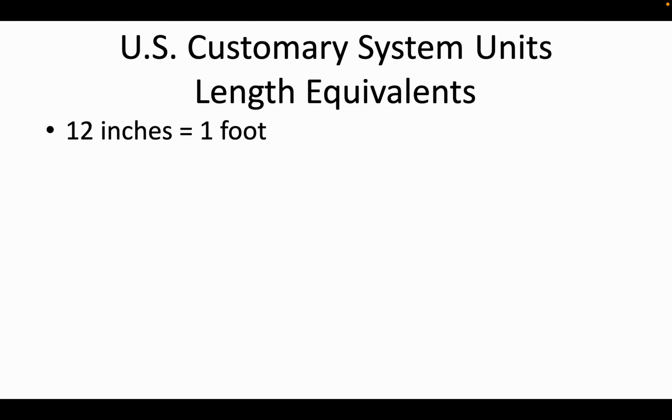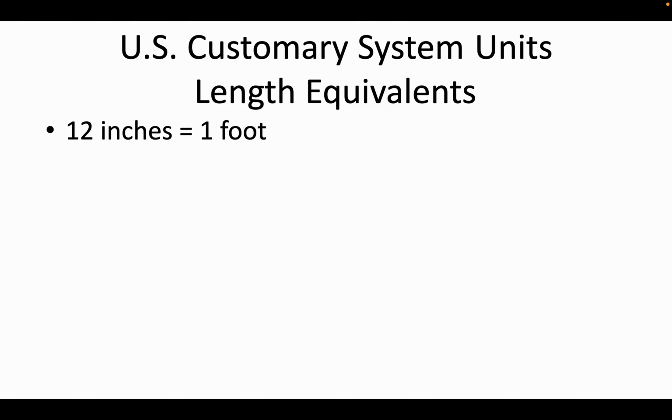And then when it comes to capacity equivalents, capacity is just another word for volume. So in that case, we're talking about pints, quarts, cups, and gallons. Our equivalents in capacity are 2 cups is equal to a pint, 2 pints is equal to 1 quart, and 4 quarts, and you can think of 4 quarters is equal to $1, while 4 quarts is equal to 1 gallon.